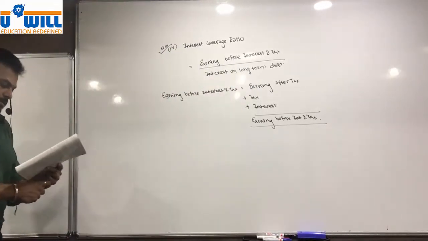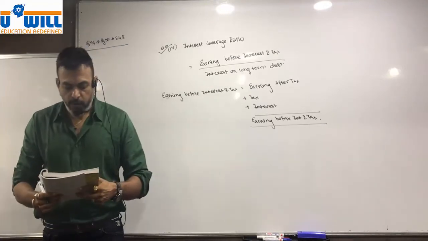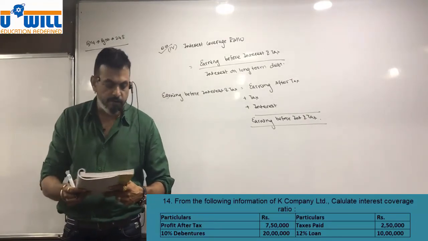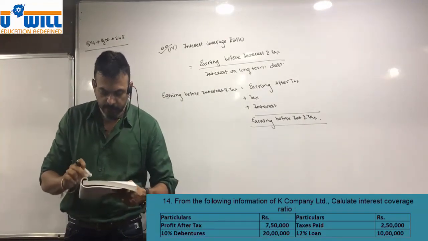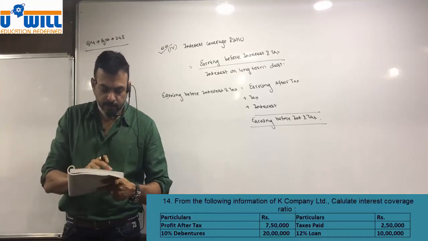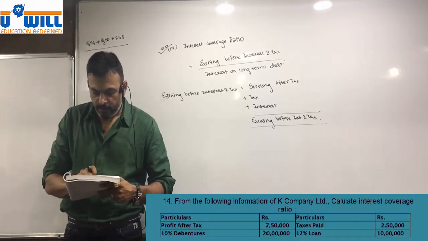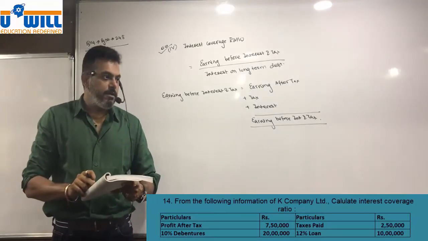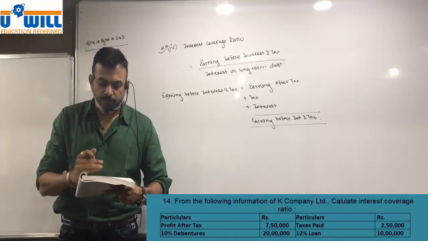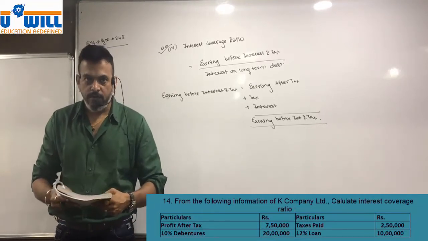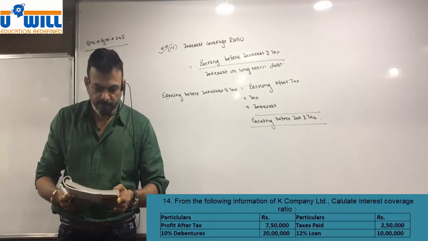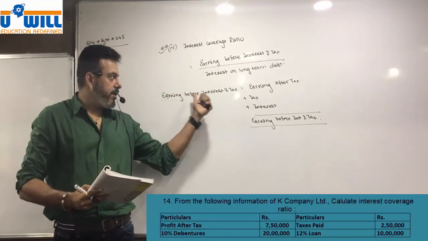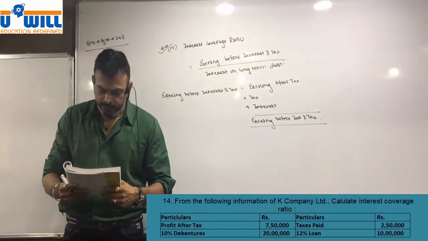Question 14, page number 248. From the following information of K Company Limited, calculate interest coverage ratio. Now profit after tax is given. Taxes paid is given. 10% debentures, 20 lakh is given. And 12% loan, 10 lakh is given. So what do we have to calculate from this information? We have to calculate the interest on long term debts, that is interest on debenture and interest on loan. And also we have to calculate earning before interest and tax.